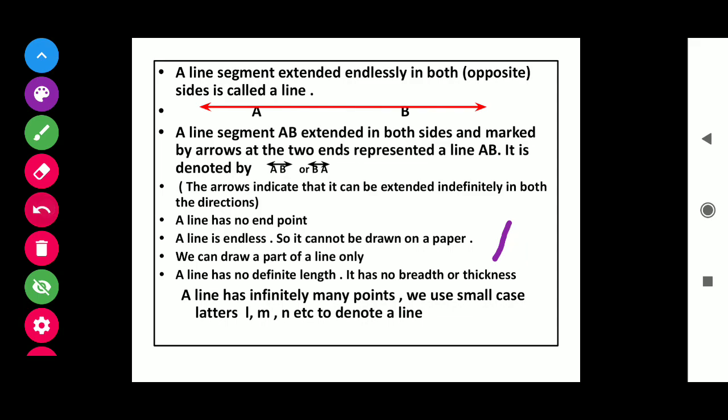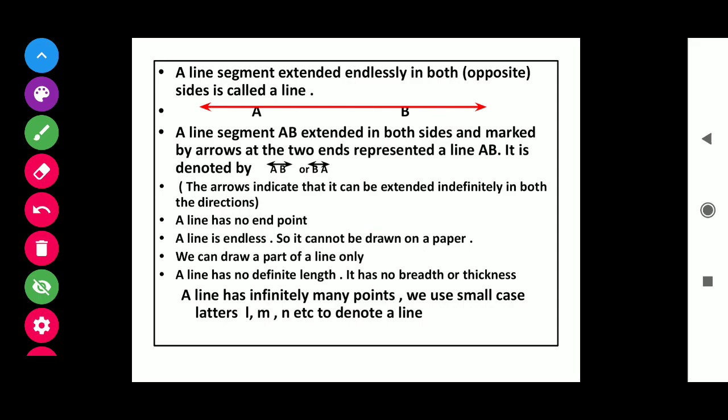And you cannot measure the length of a line. A line has no end point. A line is endless, so it cannot be drawn on a paper like a plane. We can draw only a part of a line on the paper. A line has no definite length. Why does a line not have a definite length? Because we cannot measure a line, because it goes endlessly on both sides. When it does not have any end, then how can we measure the length of a line?